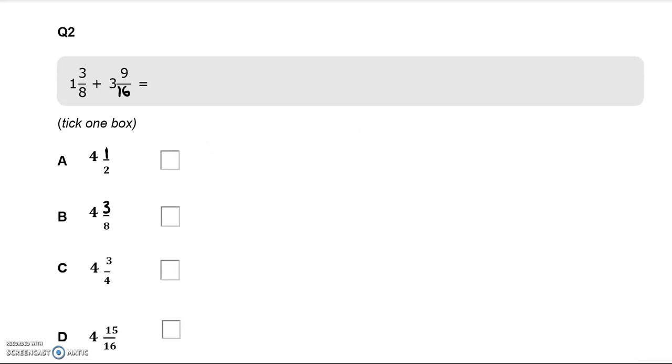In this second question, we've got 1 and 3/8 add 3 and 9/16 is equal to what? So I'm going to add the whole numbers first, and that is a 1 here and a 3 here, so that makes 4. Now I'll add 3/8 and 9/16.